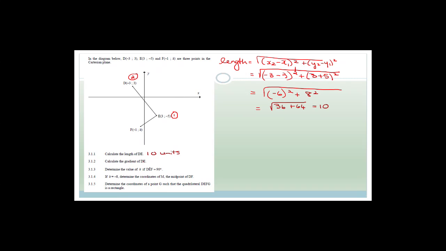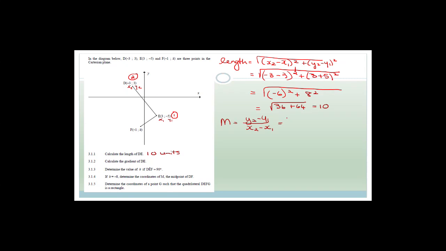Now it says calculate the gradient of DE. So the gradient is equal to y2 minus y1 over x2 minus x1. And again, grade 10, these formulas are on the formula sheet. Again, I'm going to use point 2 and point 1. Please be careful with this, because it's very easy to do the sum, but what you mustn't do is get confused between y2 and x1, vice versa. So if you're worried, write it right here: x2, y2, x1, y1, and then you won't get confused.